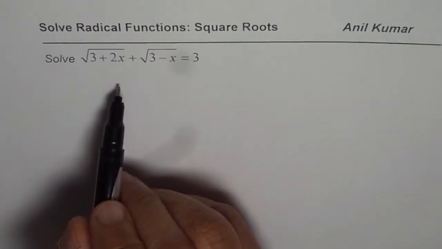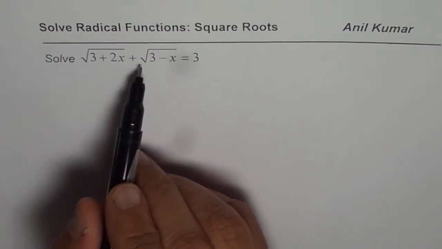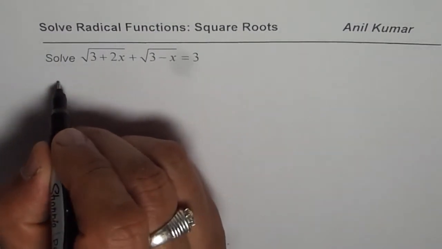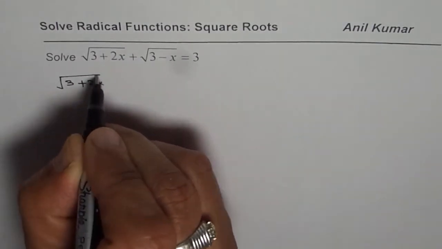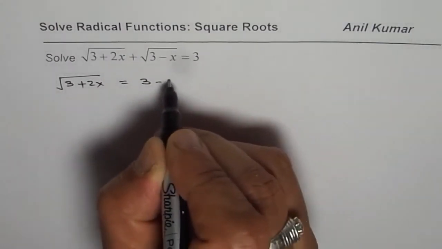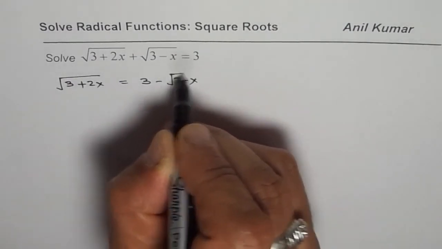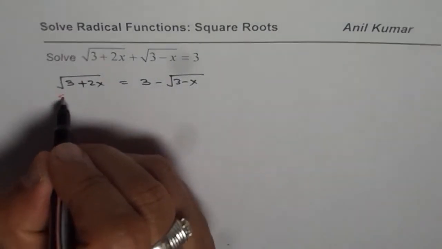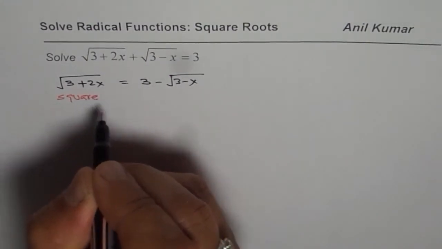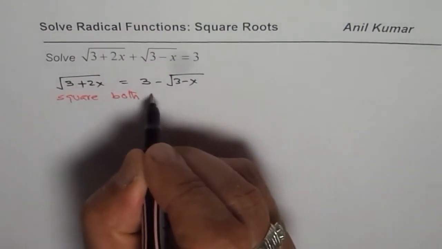The first step is to keep one radical on one side and the other on the other side. So we'll rewrite this as square root of 3 plus 2x equals 3 minus square root of 3 minus x. Now let us square both sides.